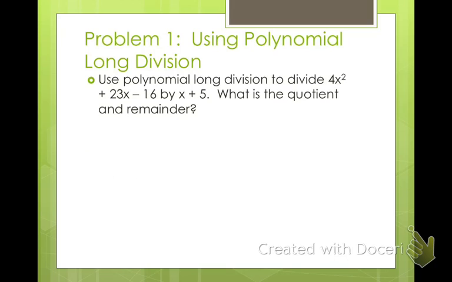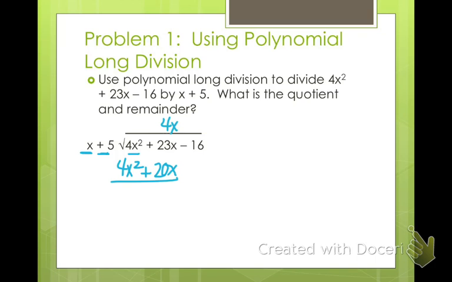So using long division, we're going to divide 4x squared plus 23x minus 16 by x plus 5, and then find the quotient and the remainder. So I got it started. Just like when we do long division, we need to find what number times, except we're just going to look at this x, makes 4x squared. Well, obviously, 4x times x makes 4x squared. So we're going to write that above the x column, like terms above like terms. So we're going to multiply 4x times x, get 4x squared. We're also going to multiply 4x times plus 5, and that is plus 20x.